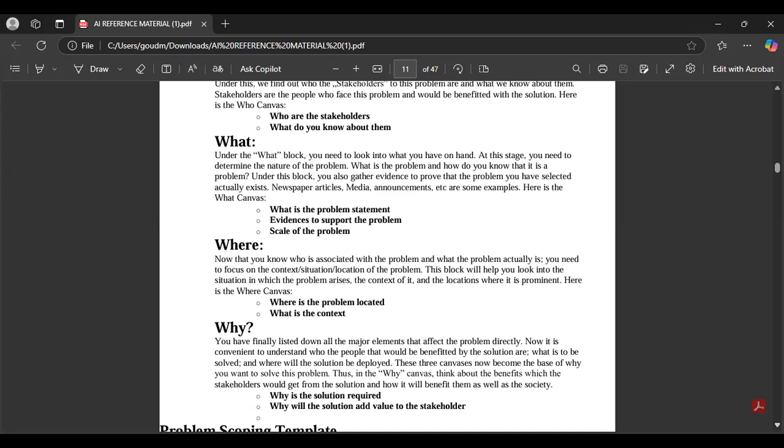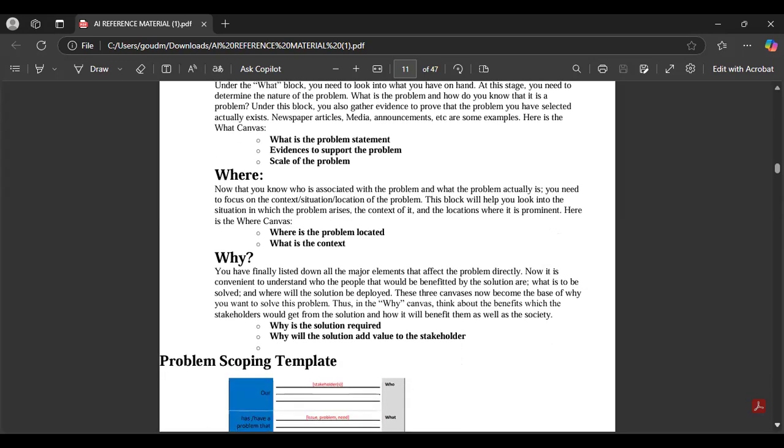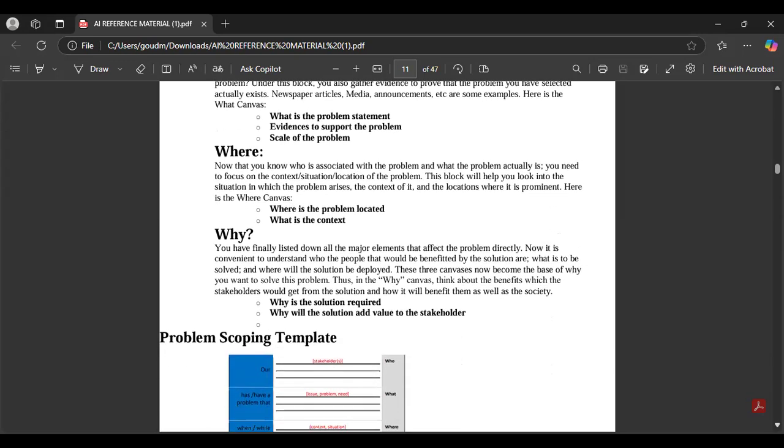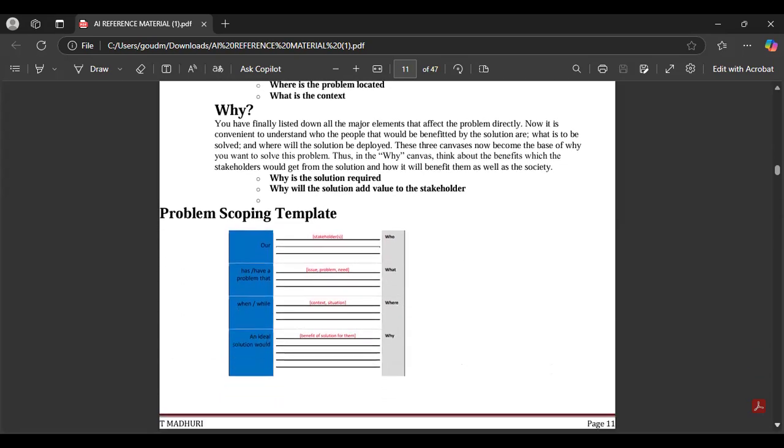So these are the points: who are the stakeholders, what do you know about them, what is the problem statement, evidence to support the problem, scale of the problem, where is the problem located, what is the context, why is the solution required, why will the solution add value to the stakeholders.